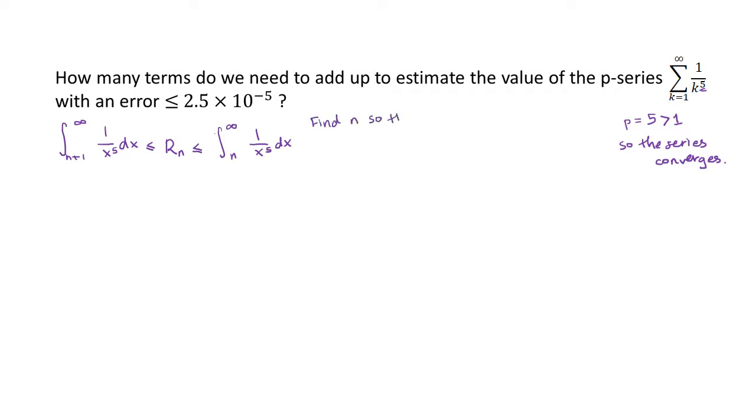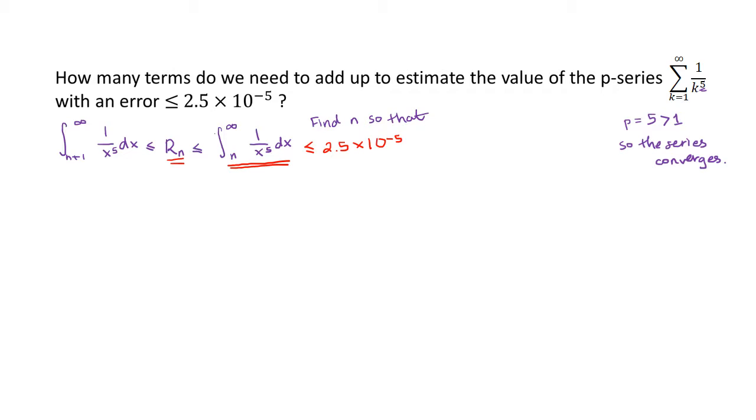Okay, so we're going to find the n so that, well, we want to make sure that our remainder is less than 2.5 times 10 to the negative fifth, but that's hard to calculate. Instead, we're going to find the n so that this upper bound is less than 2.5 times 10 to the negative fifth. That way, if my upper bound is less than 2.5 times 10 to the negative fifth, then for sure my remainder term will be.